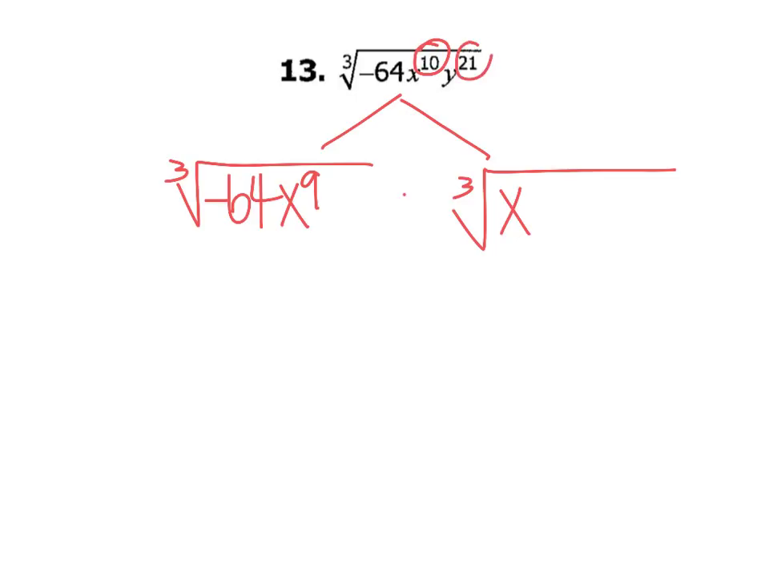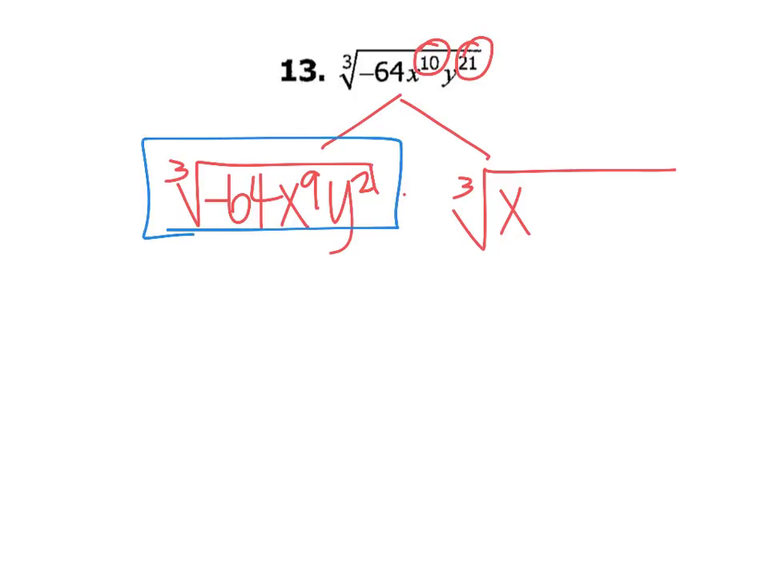Then y to the 21st power, right? 21 is a multiple of 3. 21 divided by 3 gives us 7. So let's put that on the side we can take the cube root of. All right, now that's everything. We've broken it down. So let's take the cube root of this side.